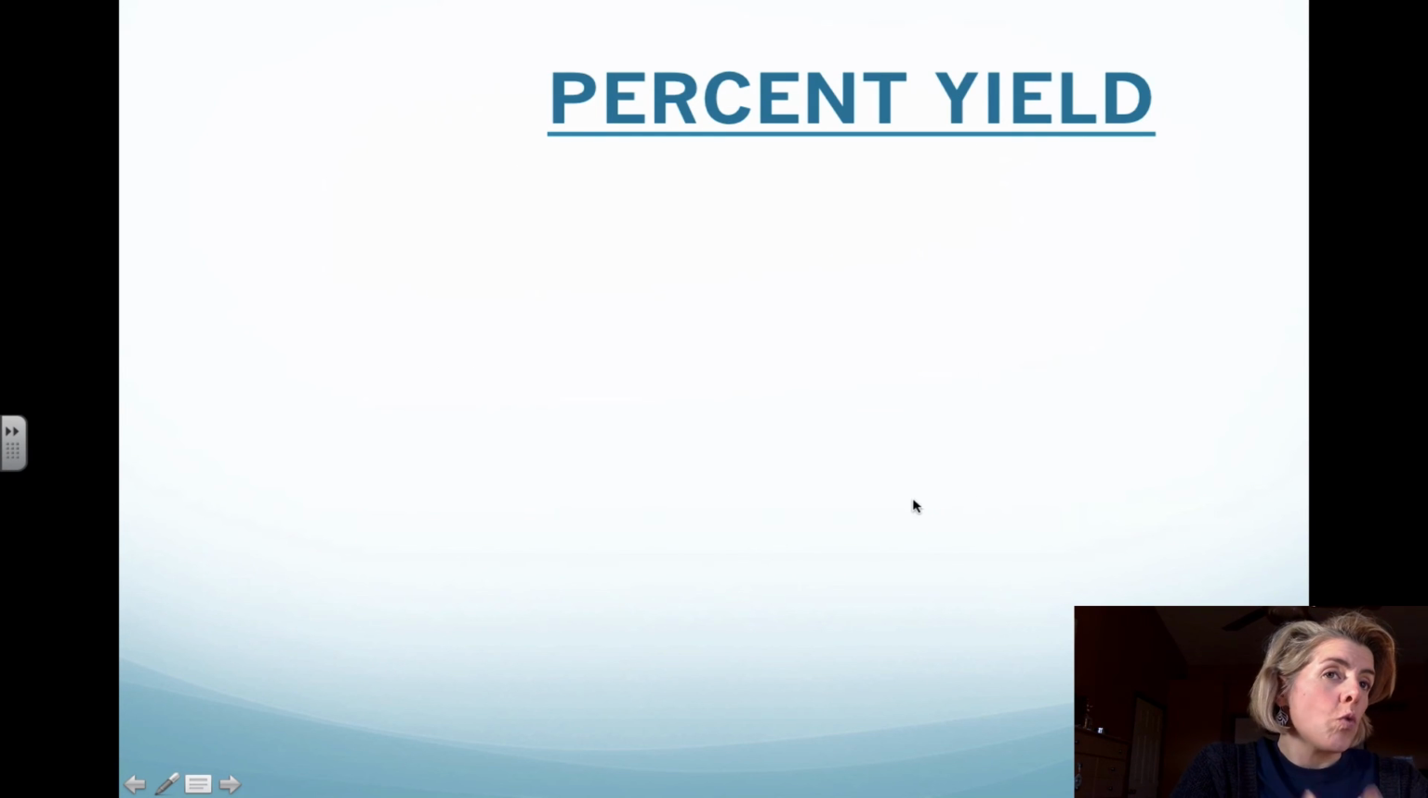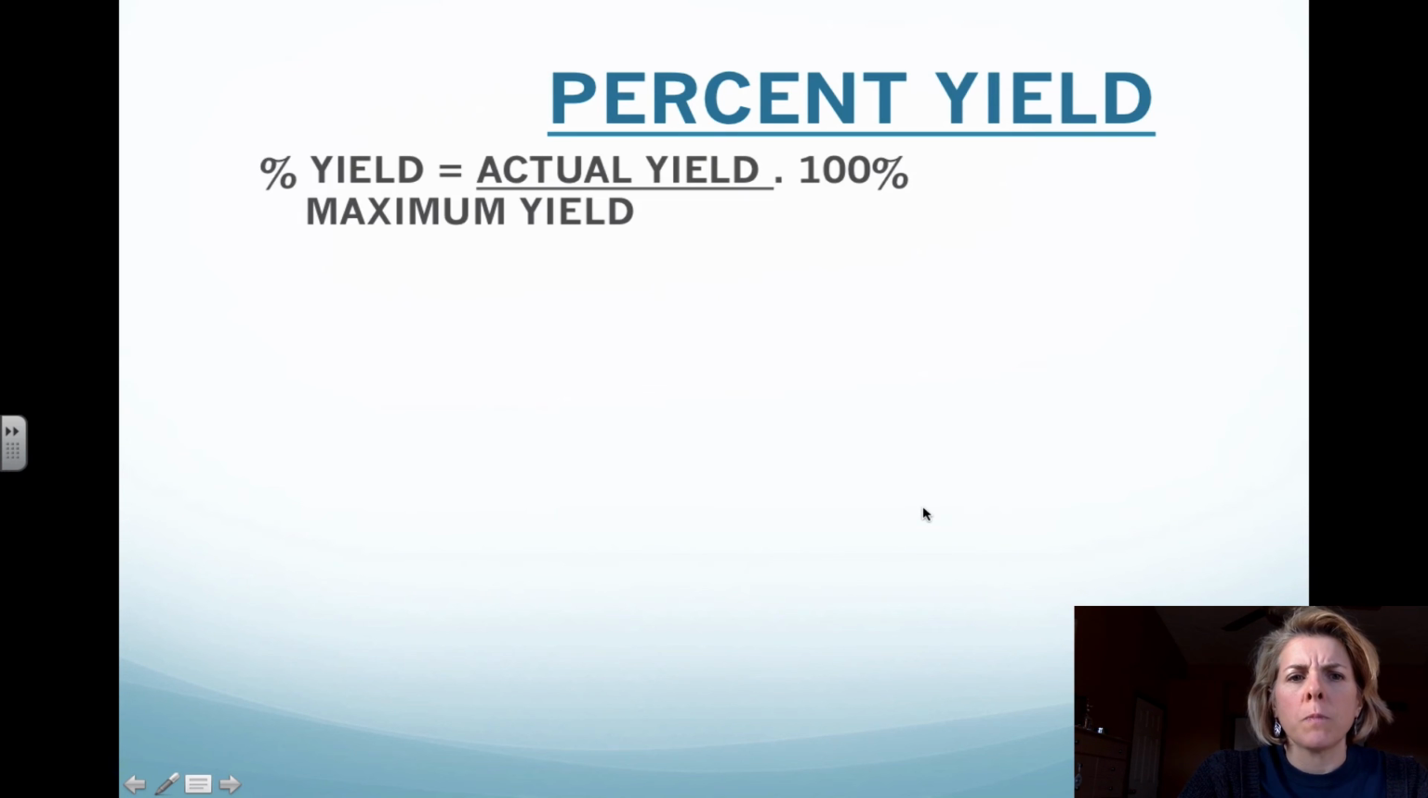This leads us to one more topic, which is percent yield. Percent yield you've already done in the lab, and it's really, really easy to do. Percent yield is you take the actual yield, so how much did you weigh out in the lab, divided by the maximum. The maximum is what you calculate theoretically, and then you want to multiply it by 100.